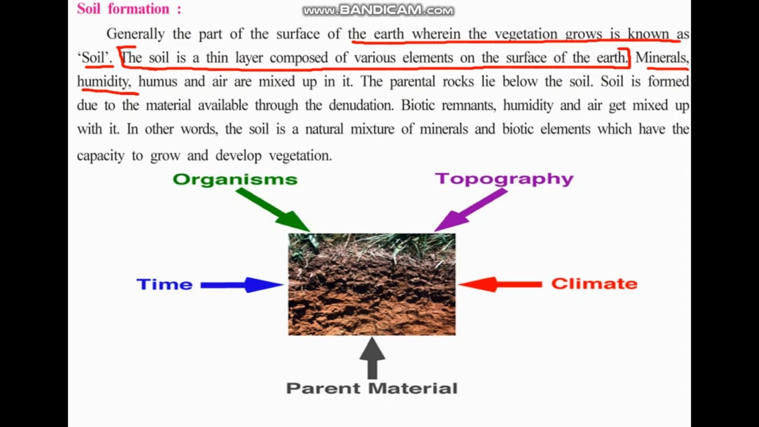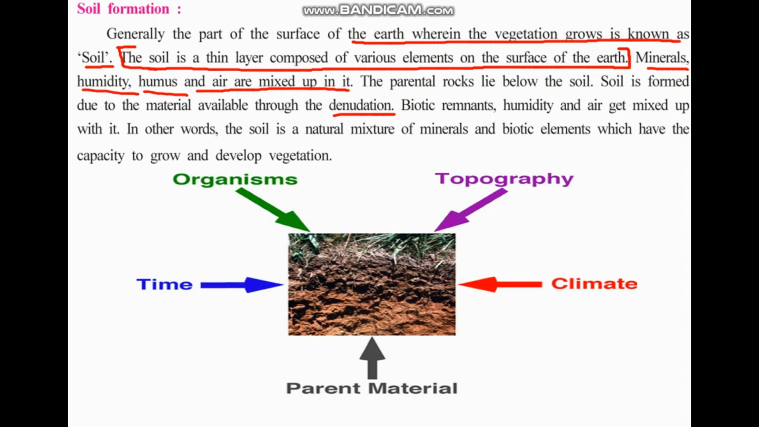Minerals, humidity, humus, and air are mixed up with it. So biotic and abiotic elements are mixed up with it. The parent rock lies below the soil. Soil is formed from the material available through denudation. Denudation is the breaking down of the parent material. Biotic remnants, humidity and air mix up with it.